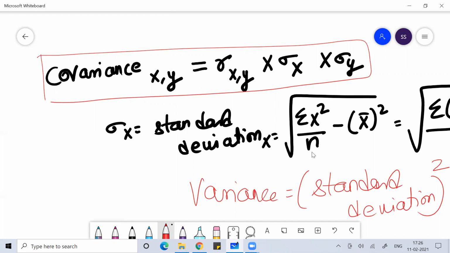So that is basically the covariance. What is coefficient of correlation? Coefficient of correlation is basically the relationship between the two variables. So whenever we talk about two variables and we want to establish the relation between them, we call their relation the coefficient of correlation. So the relation between the two variables is called the coefficient of correlation.